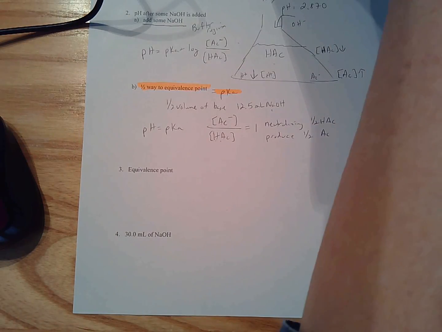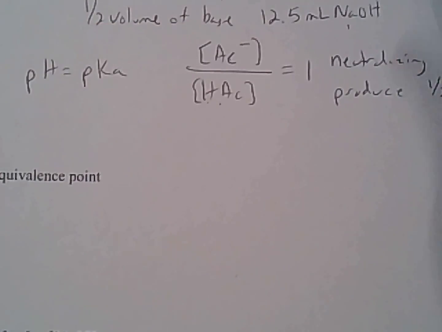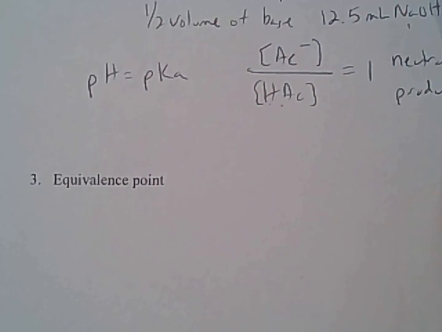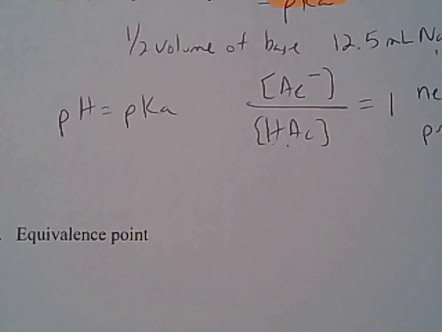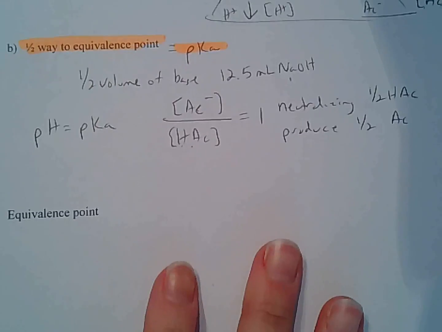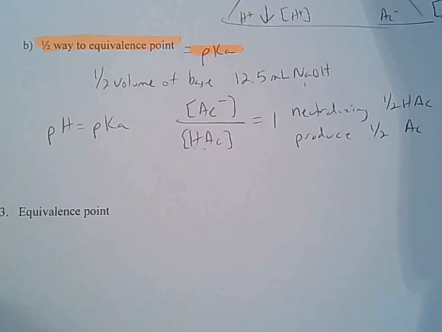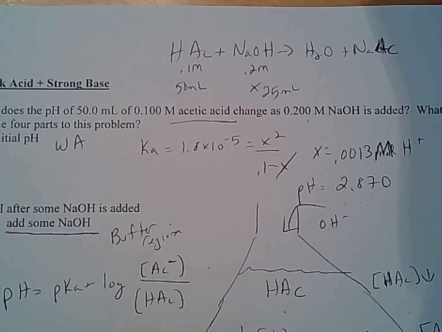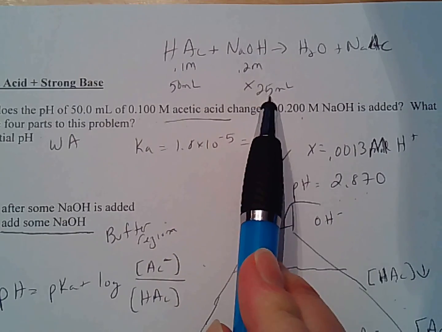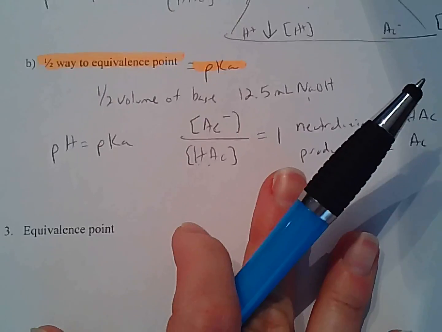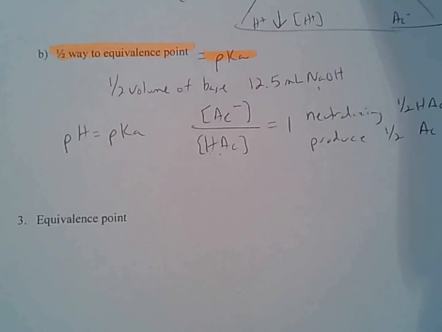So we're going to finish this problem now. Now that we've reached halfway to the equivalence point, we are going to focus on the equivalence point and then a point beyond the equivalence point. So again, this is a weak acid with a strong base. Same idea in terms of how much you need to put in there. So again, the equivalence point, I probably will not give you the volume.